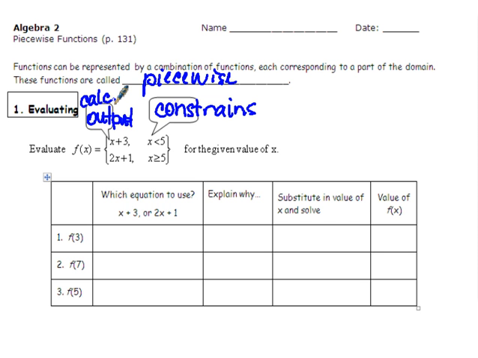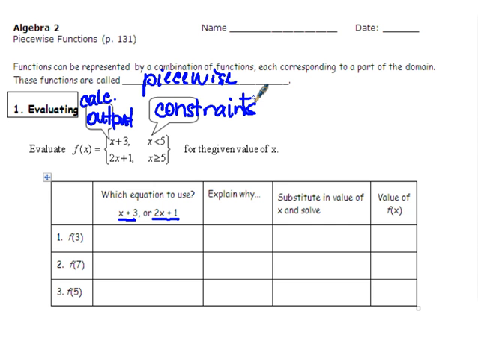So let us try to fill this table. We have been given x is 3, x is 7, and x is 5. It's our job now to decide which equation to use. Is it going to be x plus 3 or 2x plus 1? And then explain why. So x is 3. Let us check the constraints, and I misspelled it. Okay, let us check the constraints and see which function we will be using.